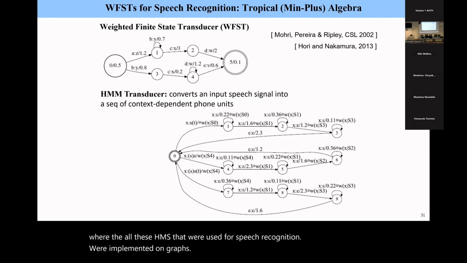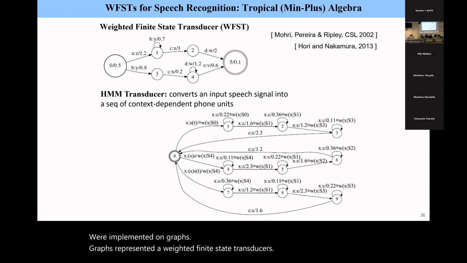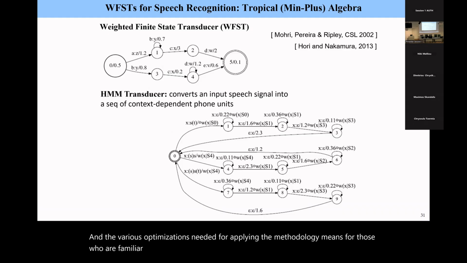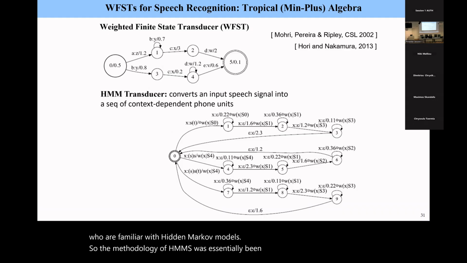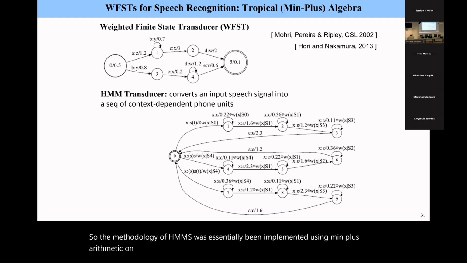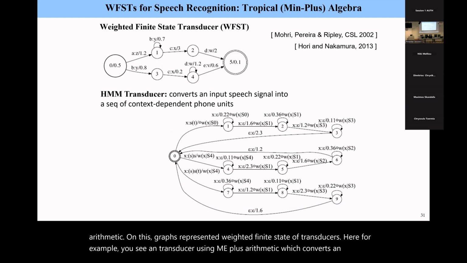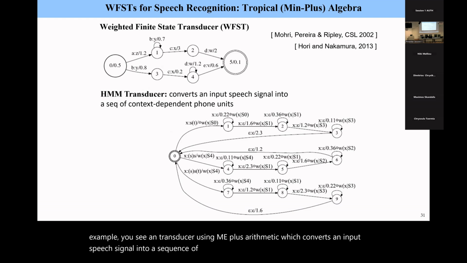Graphs represented weighted finite state transducers, and the various optimizations needed for applying the HMM methodology. HMM means, for those who are familiar with it, hidden Markov models. So the methodology of HMMs was essentially being implemented using min plus arithmetic on these graphs represented as weighted finite state transducers. Here, for example, you see an HMM transducer using min plus arithmetic, which converts an input speech signal into a sequence of context-dependent phone units.